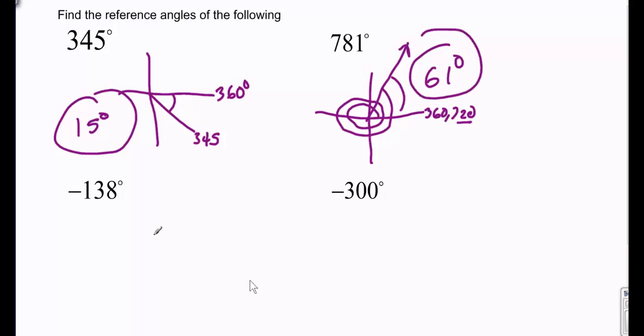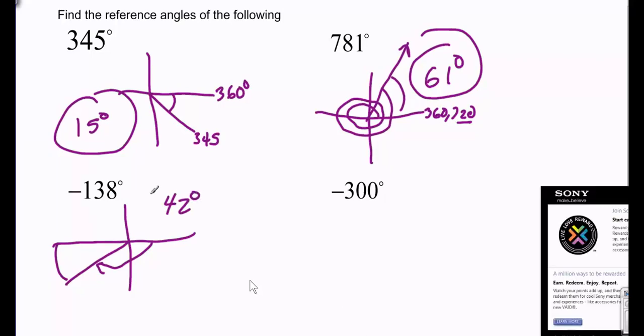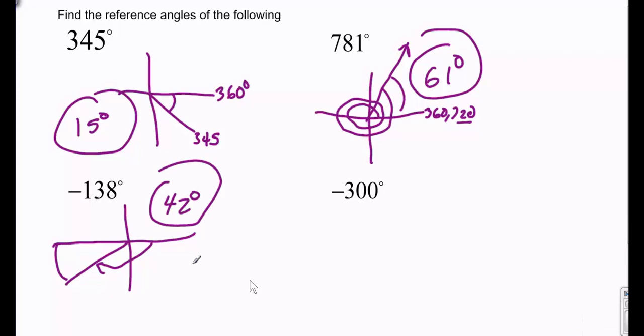Now we're going to look at negative 138 degrees. I'm rotating in a clockwise fashion. To this first axis is 90 degrees, to the second is 180. So we are somewhere in the third quadrant. I need to know how many more degrees it takes me to get to the nearest horizontal axis. If I'm at 138 here and I need to go to 180, that puts me at 42 degrees. Notice the reference angle is always a positive measurement. It's how far away you are.